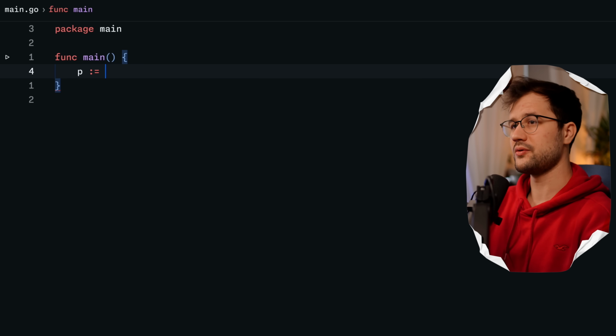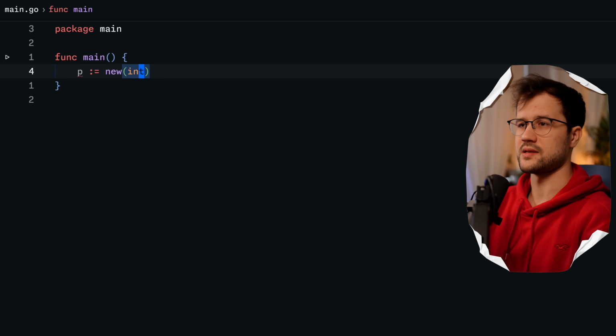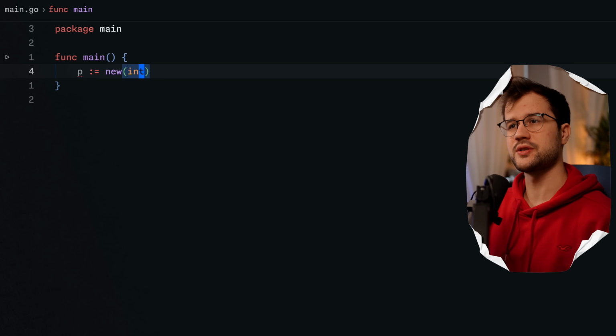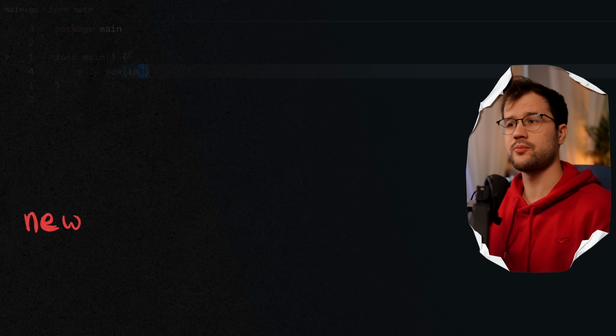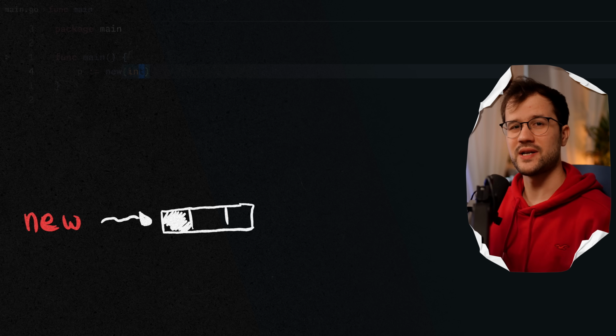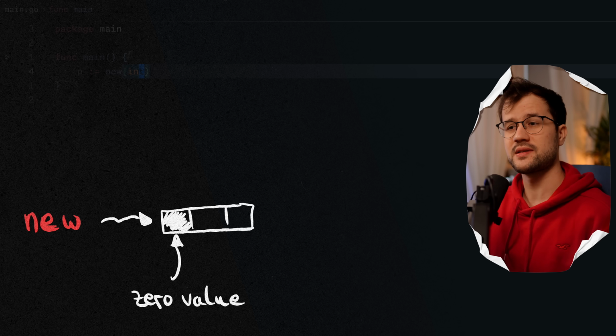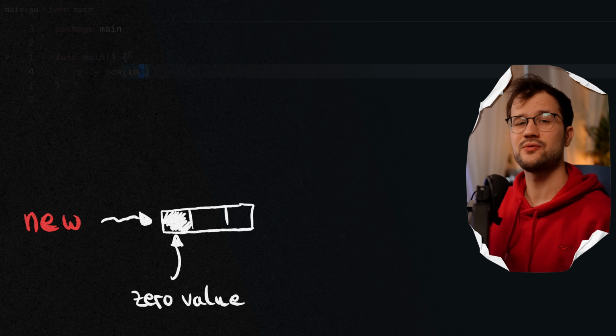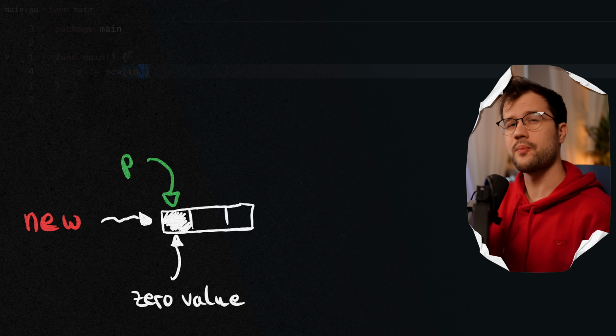Now what we can then do is something like new and then int. So right here, this new function just tells Go to find this free spot in memory for this integer. Then it allocates memory and initializes it with the zero value for an integer, which in this case is just 0. Right here we then save that address in the variable p. So p isn't the number itself, it's the address to find the number in memory.